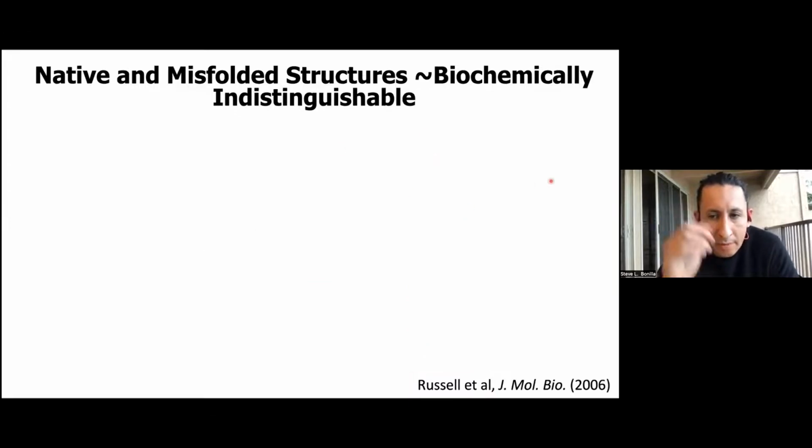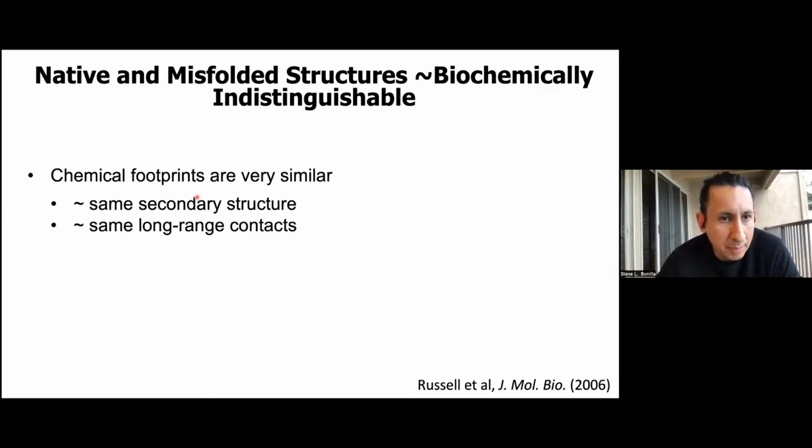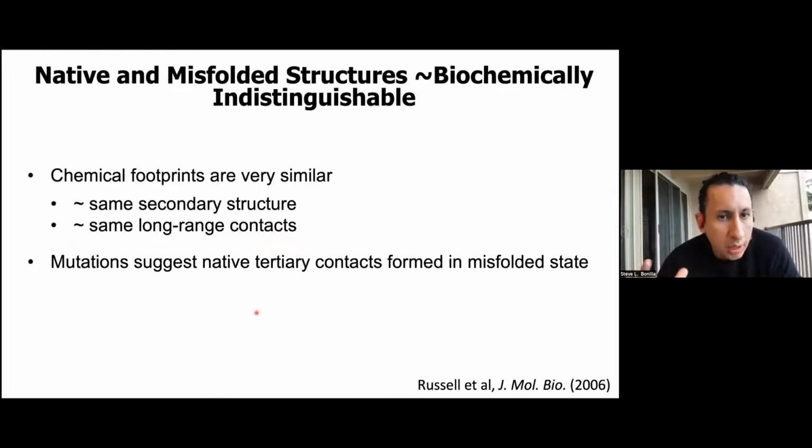Now, Rick Russell and colleagues made some very interesting observations that presented a paradox. When they used different biochemical or low resolution structural tools to compare the native to the misfolded state, they found that they were essentially indistinguishable. They used chemical probing to get footprints that were very similar. And that suggested that these two states essentially form the same secondary structure, and they form the same long-range tertiary contacts. They also did some mutations that were consistent with the misfolded state forming the same set of tertiary contacts that the native state formed.